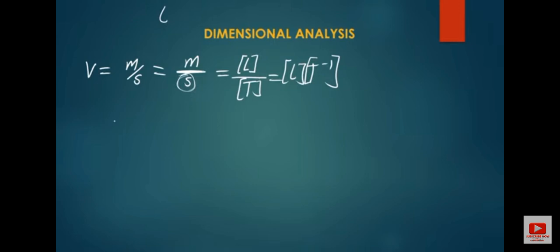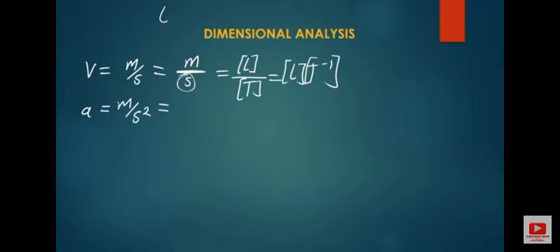Now, what happens if you have something like a force? Okay, before we go to force, let us also write the dimensions for acceleration using its units. So the units for acceleration are simply just meters per what? Per second squared.